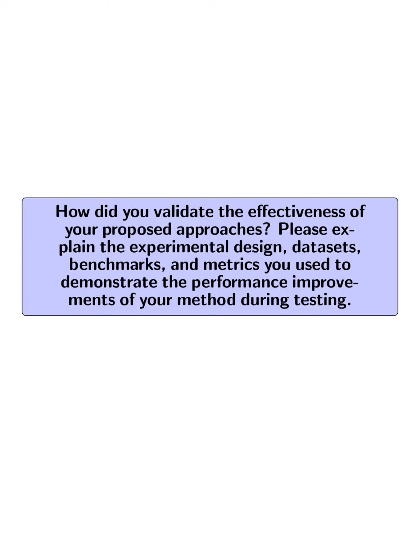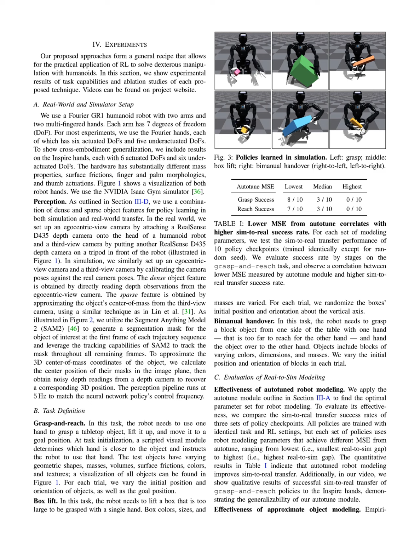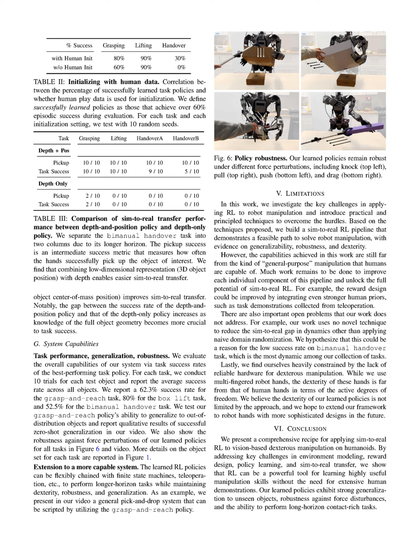How did you validate the effectiveness of your proposed approaches? Please explain the experimental design, datasets, benchmarks, and metrics you used to demonstrate the performance improvements of your method during testing. To validate the effectiveness of our proposed approaches, we conducted a series of experiments using a Fourier GR1 humanoid robot equipped with multi-fingered hands. We defined 3 dexterous manipulation tasks: grasp and reach, box lift, and bimanual handover, varying object shapes, sizes, and masses to assess generalization and robustness.